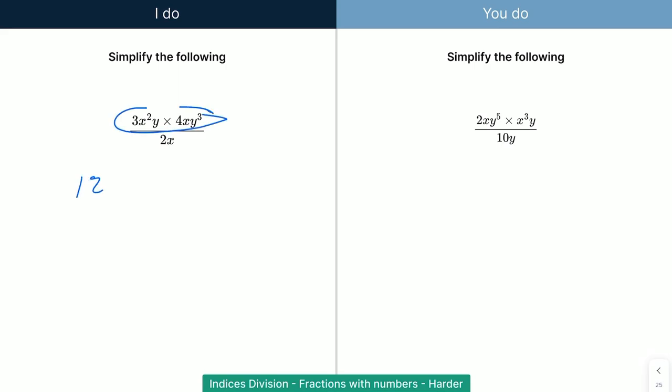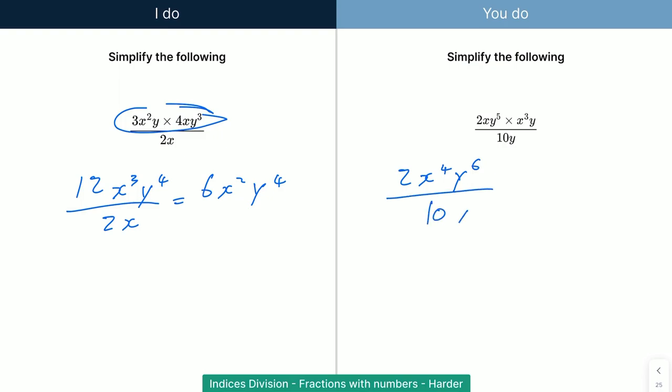Again, the top first. So that'll be 12x cubed y4 divided by 2x. That becomes 6x squared y4. And on the right, we have 2x4 y6. Divide that by 10y, which then becomes x4 y5. Divide that by 5. So yeah, notice here, the numbers simplify. But the way they simplify here is there's a 2 at the top. So divide that by 2, that becomes 1. Divide that by 2, that becomes 5. Okay, so there's a 5 now at the bottom. It's not at the top. So just taking a bit of care there with this, and that is a final answer here.